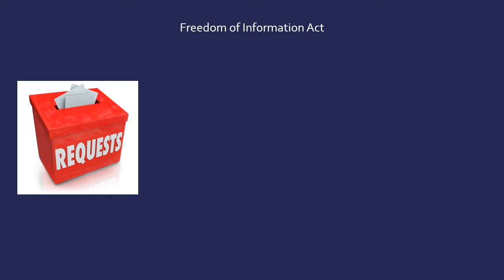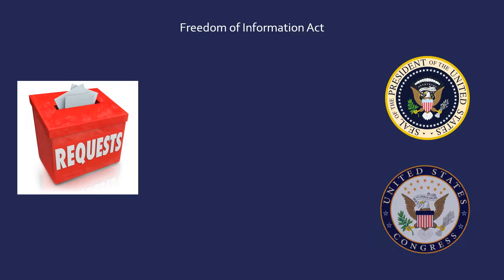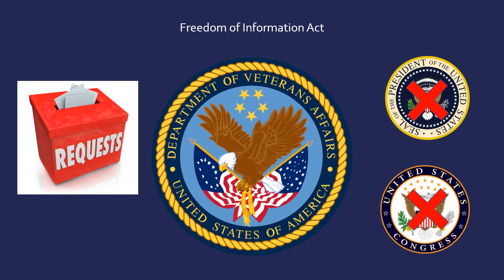So first, a little background on the Freedom of Information Act. You can actually request information from any federal agency. You actually do have the right to do that. Now, you cannot request from the President of the United States or from the United States Congress, and there are handicaps that hold you back, such as things that might be a national security risk. So the department I picked from was the Department of Veterans Affairs.